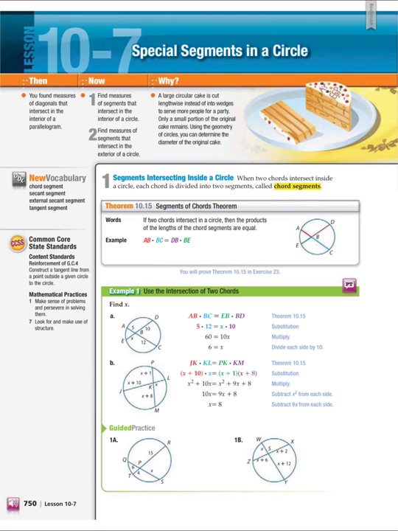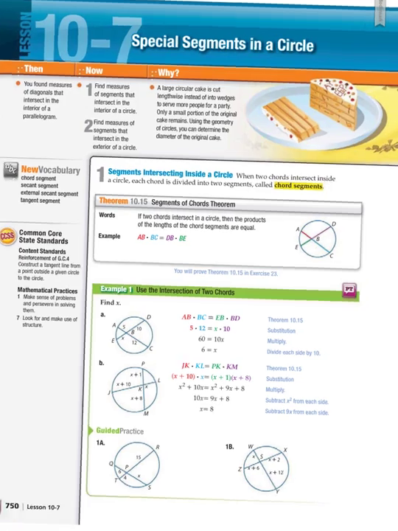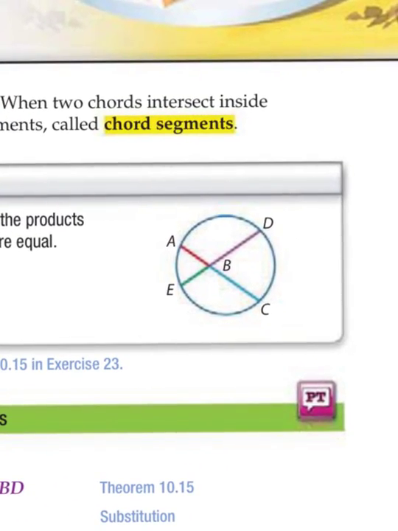Okay, in today's lesson in 10.7, we talked about how we need now to shift our focus from the angles and the arcs and start looking at the segments. So the first theorem that we discussed today is called the segments of chords theorem, where we have two chords intersecting in a circle. When the two chords intersect in a circle, like we have here, then we actually form four little bitty segments.